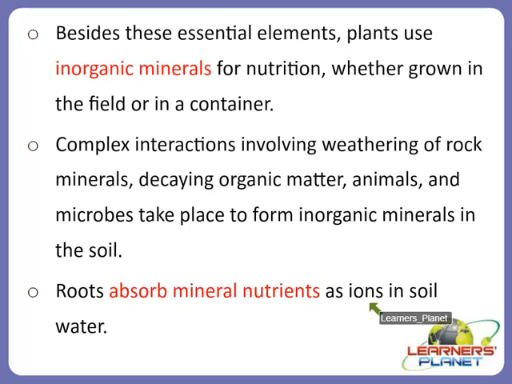That is why soil too high in pH becomes alkaline, or it can become acidic. And this alkalinity or acidity makes the minerals unavailable to plants. So the plants absorb such mineral nutrients in the form of ions in the soil water, and that is why they are able to grow and develop properly.